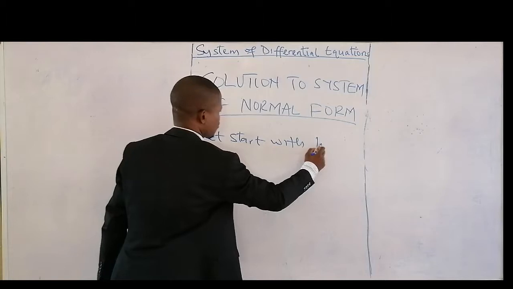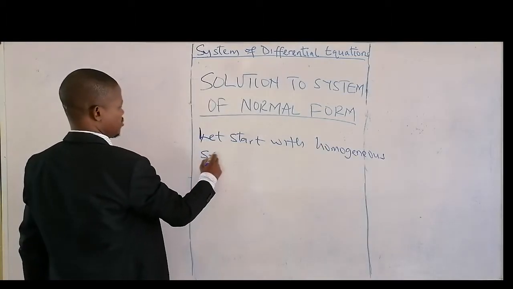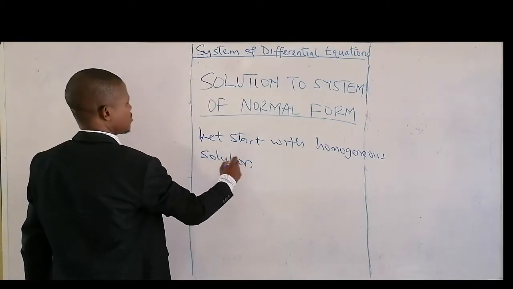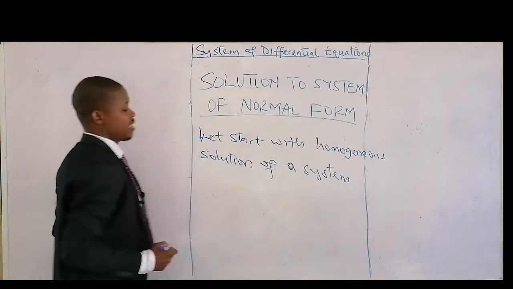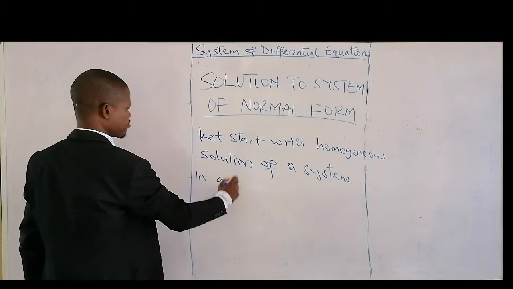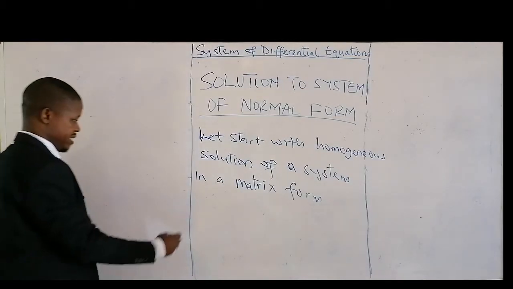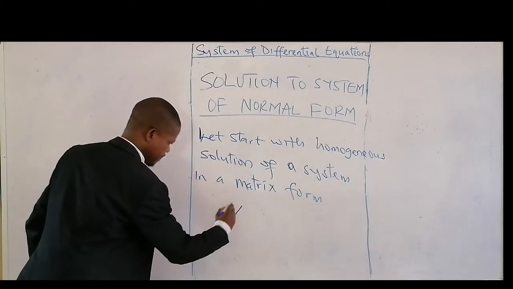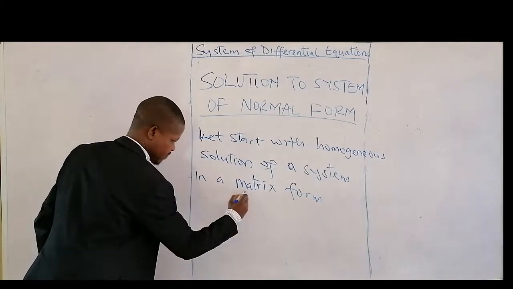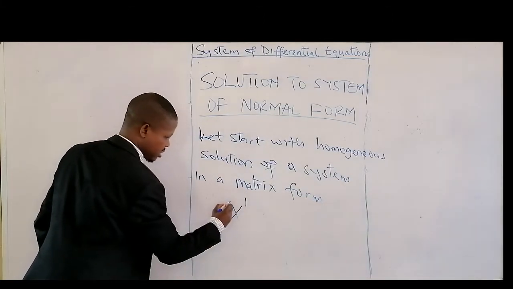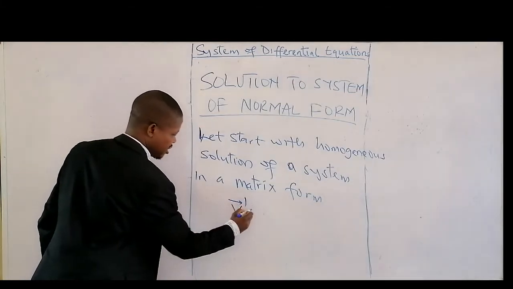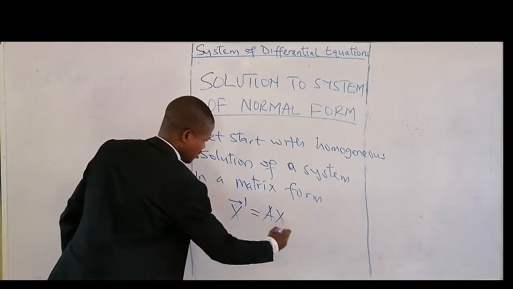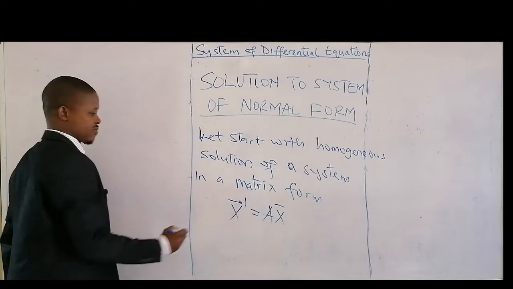homogeneous solution. Let's start with the homogeneous solution of a system in matrix form, and that is written in this form: x bar differential equal to A times x bar. Okay.